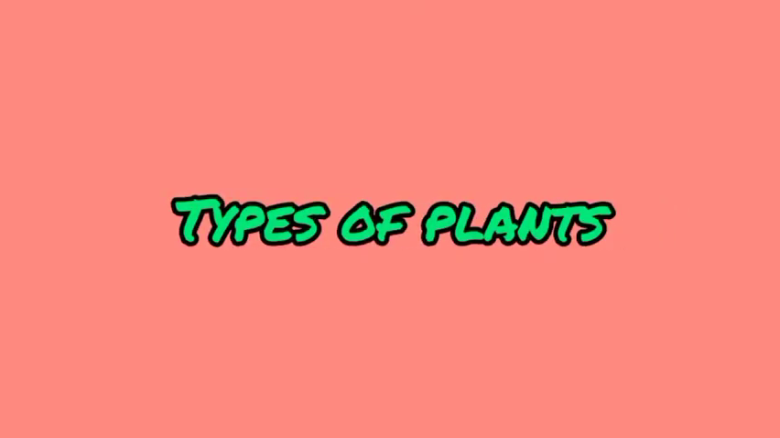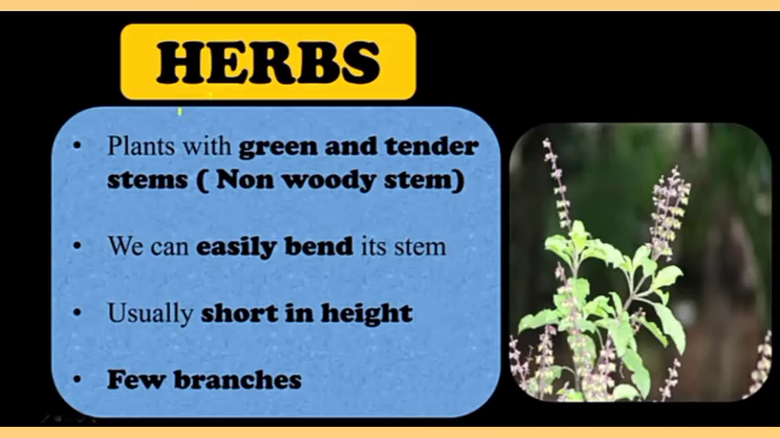First one, types of plants. Plants are categorized into different groups based on their characteristics. They are herbs, shrubs, trees, creepers, and climbers. First one, herbs. Plants with green and tender stems. We can easily bend its stem, usually short in height. It has only a few branches.